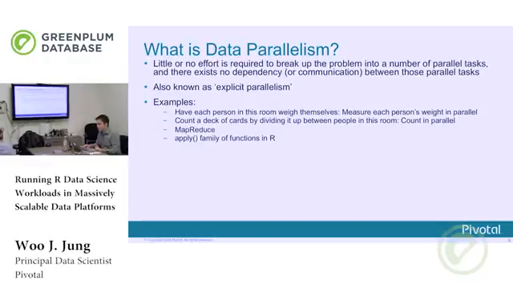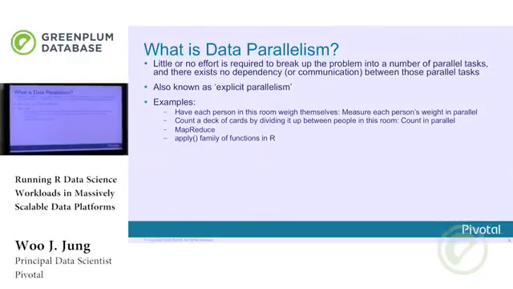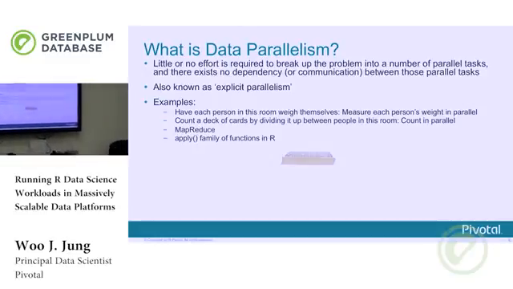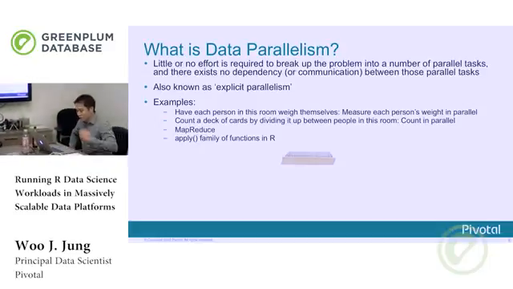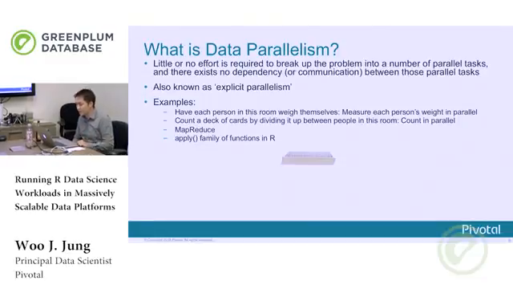Before we get right to it, we wanted to define what we mean by explicit parallelism or data parallelism. This is a scenario where little or no effort is required to break up the problem at hand into a number of smaller parallel tasks, right? For those of you familiar with the R ecosystem, this is akin to the apply family of functions in R. You can also think of it as a parallelized for loop. MapReduce also follows this pattern of coding.